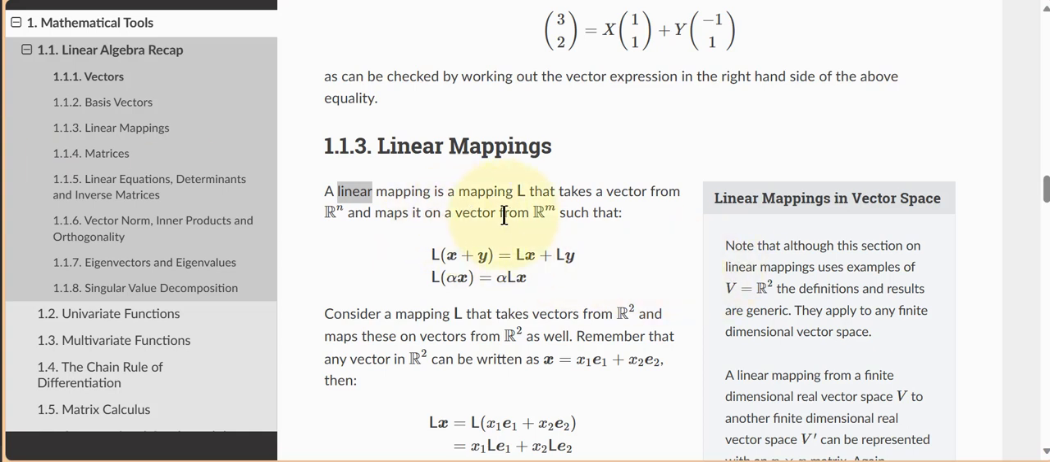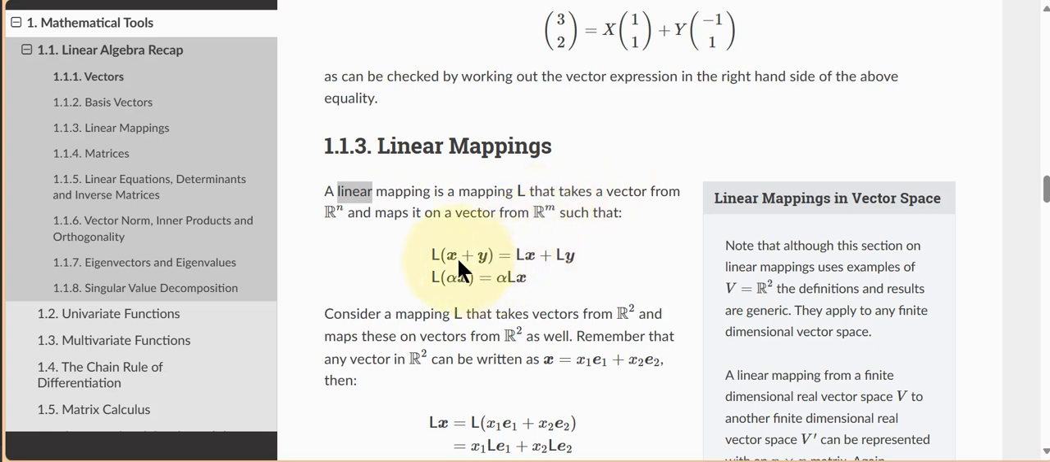Okay, but it's not just that. It's not just any such mapping or any such function, but it has to satisfy certain properties. And so there are two properties that it has to satisfy. So this mapping from R^n to R^m has to satisfy certain properties. So there are two properties here.